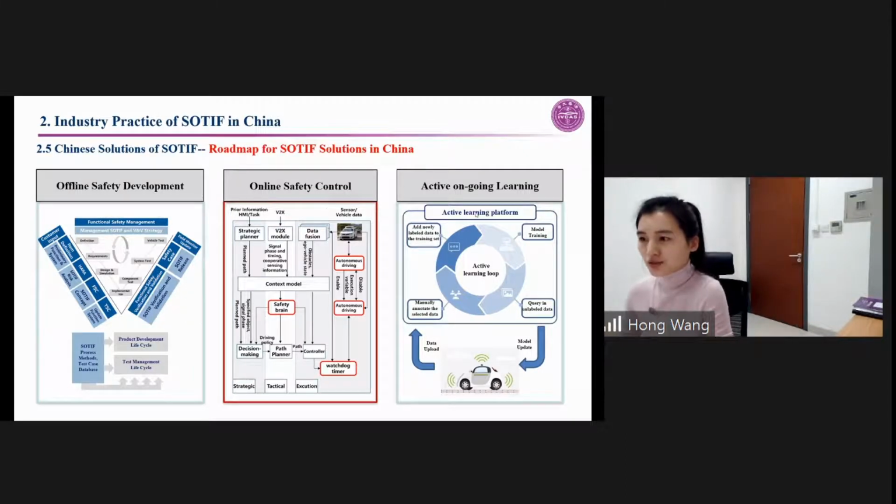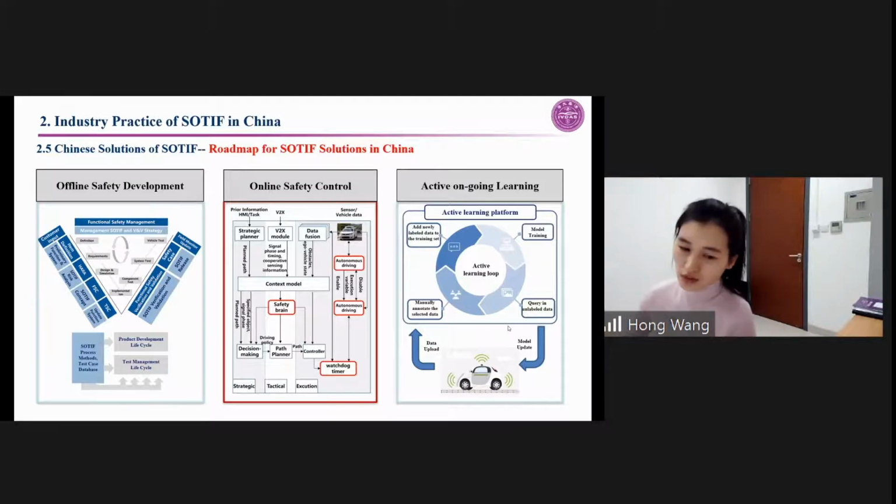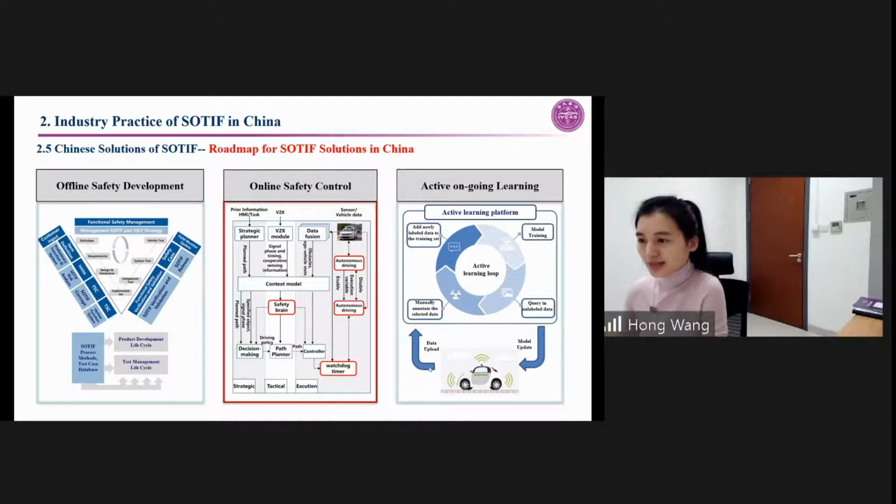The third step is active ongoing learning, like what we have introduced, gradually improving the AI algorithms. This is like a human being learning from the real traffic data. We collect the real traffic data and use it to learn from the active learning platform to improve the ability of this automotive vehicle. So these are the three steps on the roadmap for SOTIF solutions here.